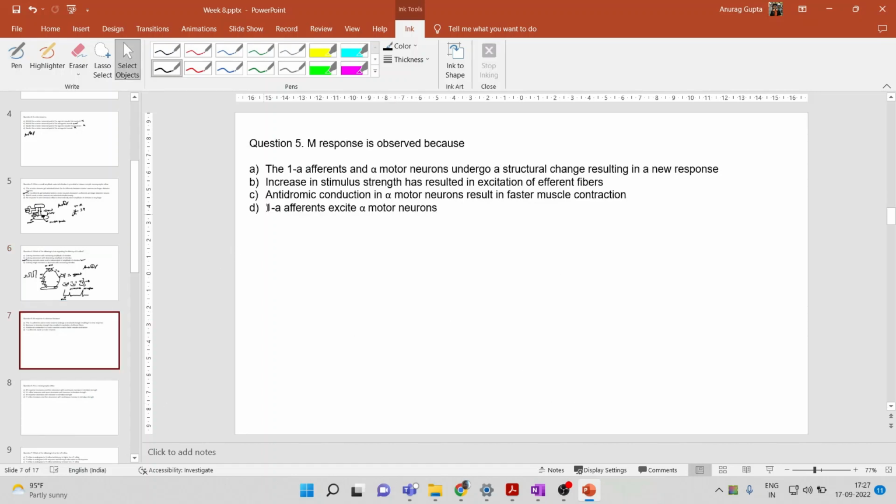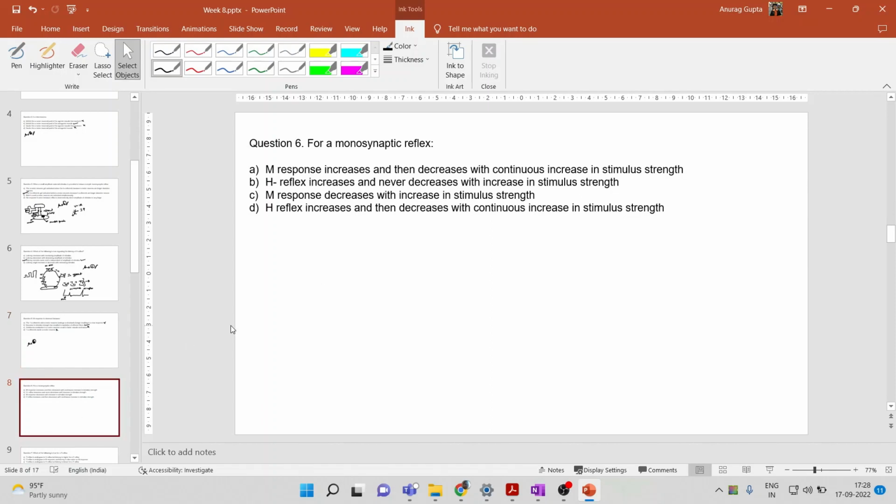So let us go back to this. The 1A afferents and the alpha motor neurons undergo structural change resulting in a new response. No. Increase in stimulus strength has resulted in excitation of efferent fibers. Yes, this is correct. Antidromic conduction in alpha motor neurons results in faster muscle contraction. No. And 1A afferents excite alpha motor neurons. No, that is not the reason. That is the reason for the H reflex. So the answer is B. Moving on to the next question.